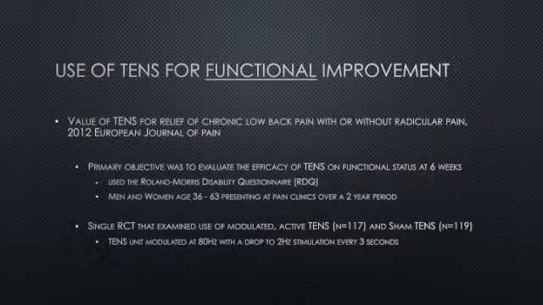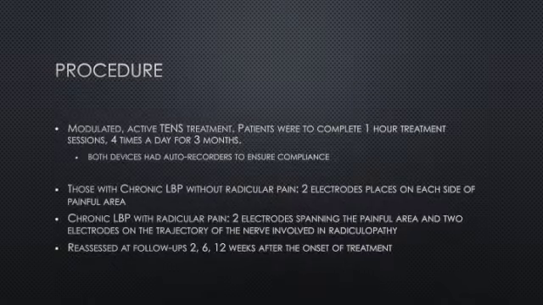Finally, this was a single randomized controlled trial that used both active TENS on 117 patients and sham TENS on 119 patients. Now, these TENS units modulate a little bit differently than just a strict conventional or a strict acupuncture-like TENS. They modulated between both conventional TENS at 80 Hz and then acupuncture-like TENS at 2 Hz every 3 seconds to prevent pain accommodation. This just shows a brief overview of the procedure that was used in the study.